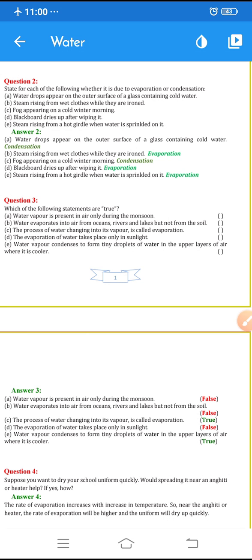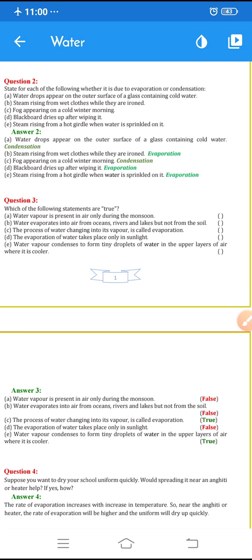Second one, steam rising from wet clothes when they are ironed. Suppose when you are ironing, if the cloth is still wet, then steam starts coming when they are ironed. It is due to evaporation, because the water droplets get converted into water vapor, which is called evaporation.